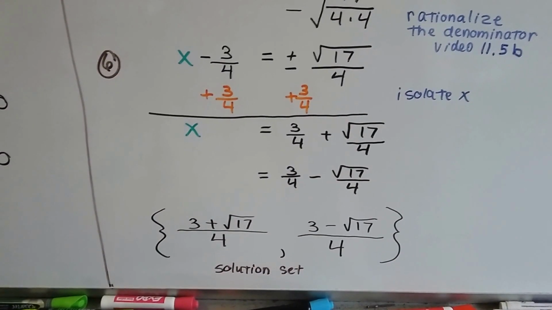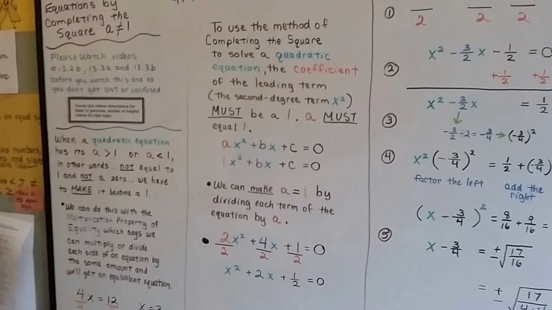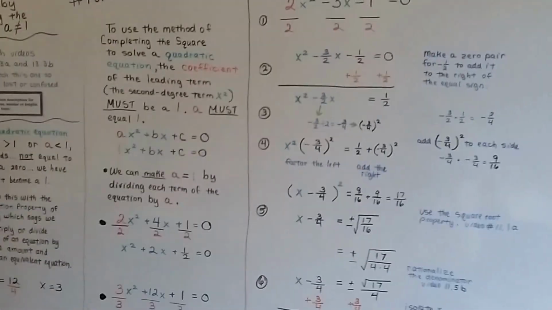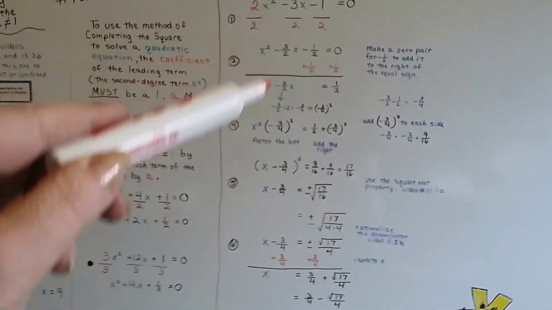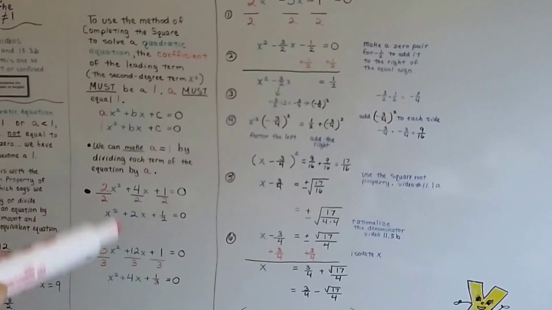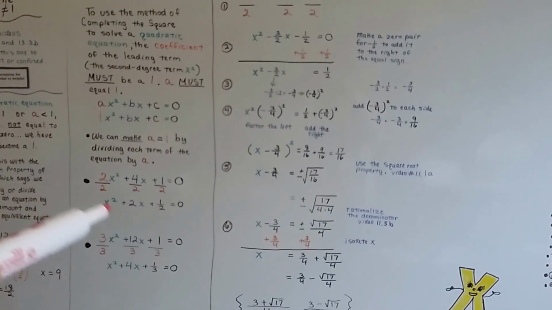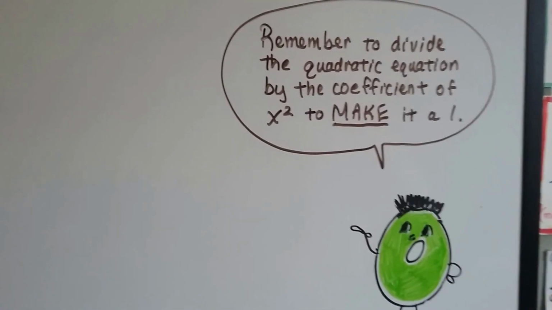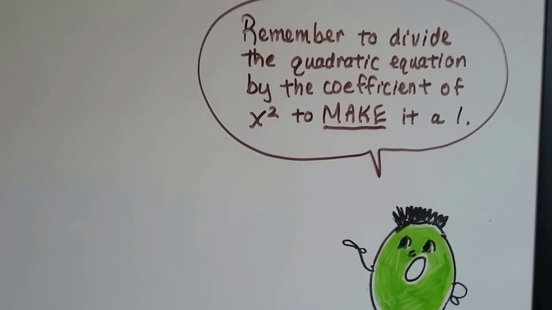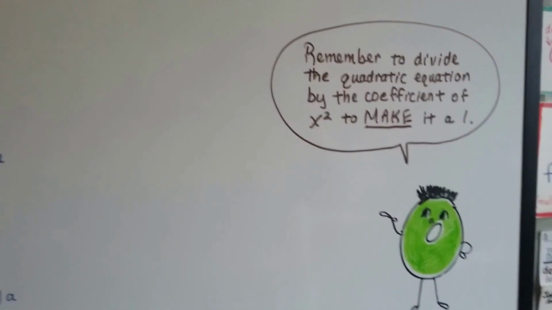Now, if you're really confused, you should have watched those 3 videos before that, or maybe watch this one again, take some notes. Write down exactly what I did here. You might even want to write these down to remind yourself how to divide each term by that first coefficient for x squared. All right, so just remember, you divide every term of the quadratic equation by the coefficient of x squared, and you force it into being a 1. Then we can do it like we did in the last video in 13.3b.